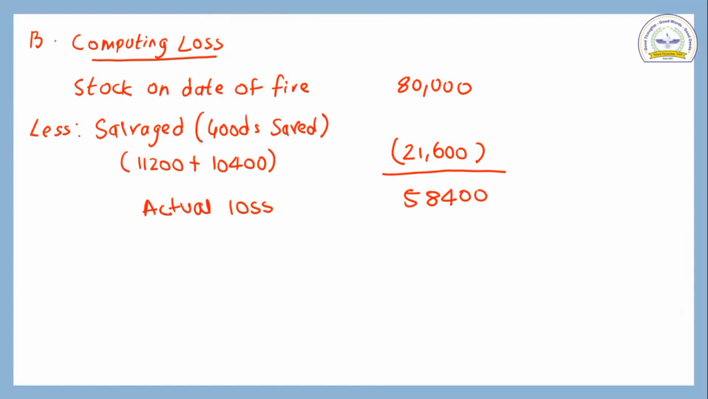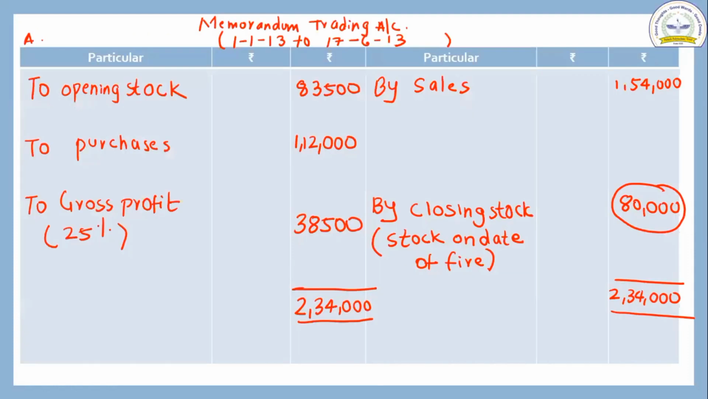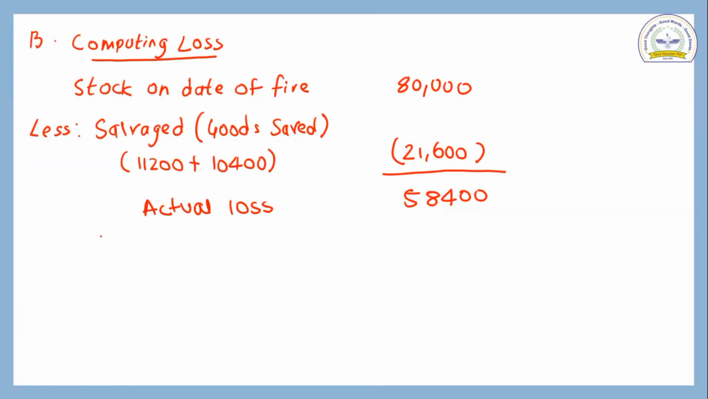Now refer to point number A and point number B, students. When the fire occurred on 17th June, you are having the stock of how much rupees, students? 80,000 rupees. But when you are calculating, because some goods are safe, 21,600 rupees is the goods saved amount. So you will deduct 21,600 from 80,000. So you will get the amount of 58,400 as actual loss. Once you get the actual loss, students, then you will calculate what? Computing claim.